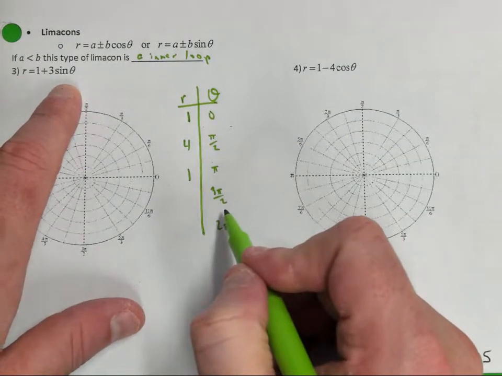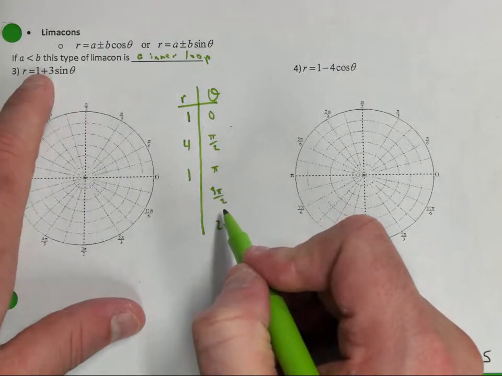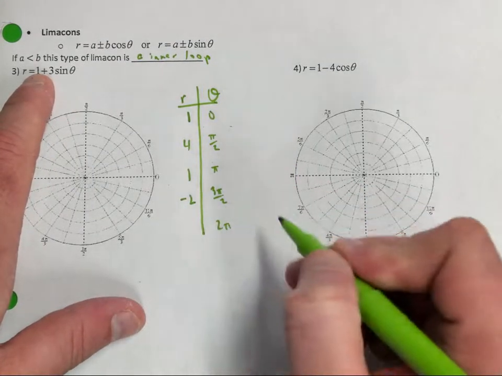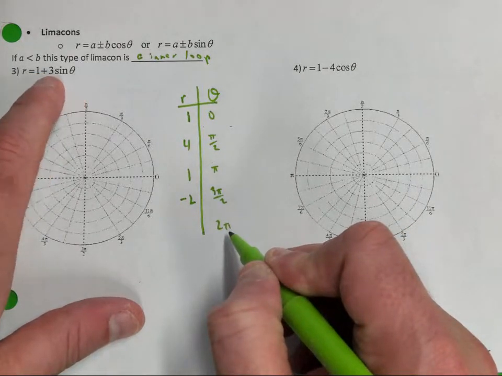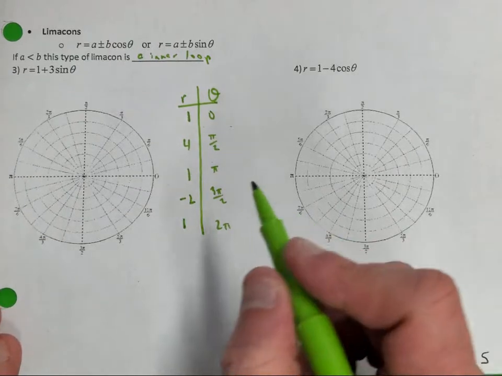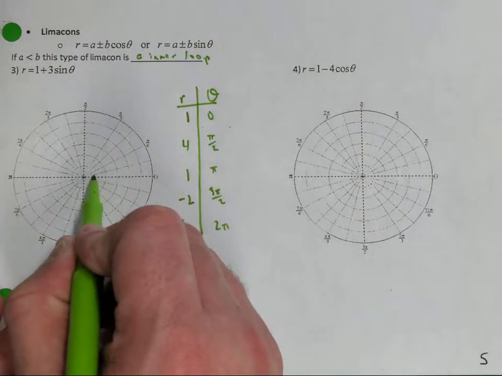Sine of 3 pi over 2 is negative 1. Negative 1 times 3 is negative 3. Negative 3 plus 1 is negative 2. Sine of 2 pi is 0. That gives me 1. Now you graph them. Always locate your angle first. 0, go out to ring 1.